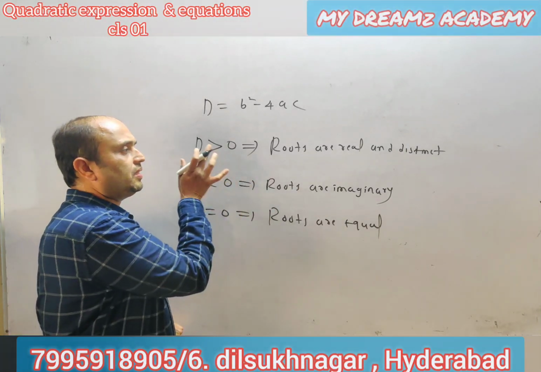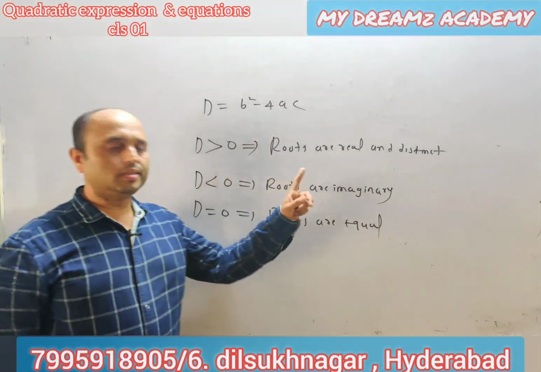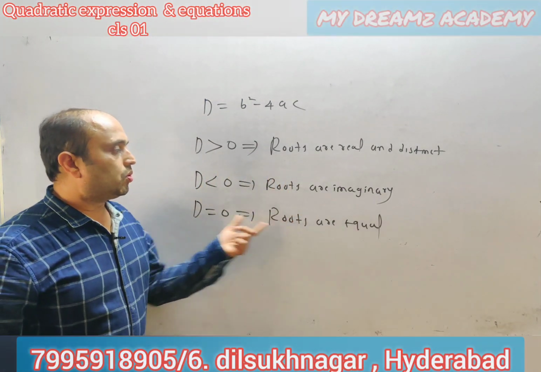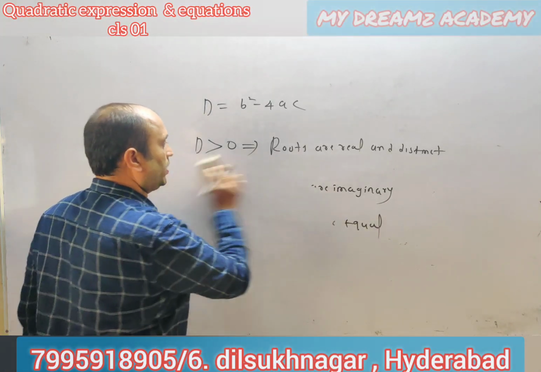If discriminant greater than 0, roots are real and distinct. If discriminant less than 0, roots are imaginary. If discriminant equal to 0, roots are equal, without finding the roots. This is about the quadratic equation.